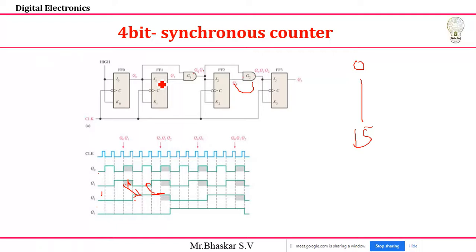Suppose I want a down counter, up-down counter, whatever it may be. My next question is, sir, why do I need to consider this AND gate? What is the necessity? And why only the AND gate? Can I do some other connection?